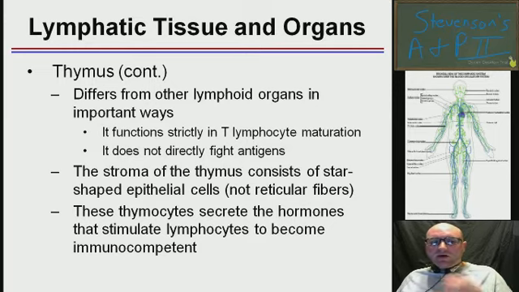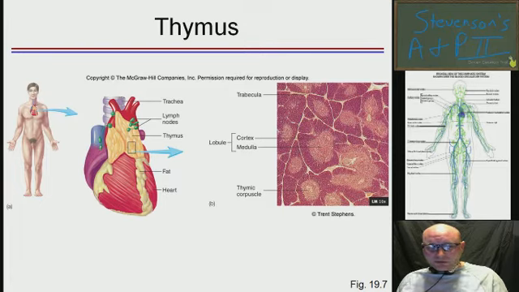The stroma of the thymus consists of star-shaped epithelial cells, but there are no reticular fibers. And these thymocytes will secrete the hormones that stimulate lymphocytes to become immunocompetent and be able to help with immunity of the system. Let's check out the thymus.